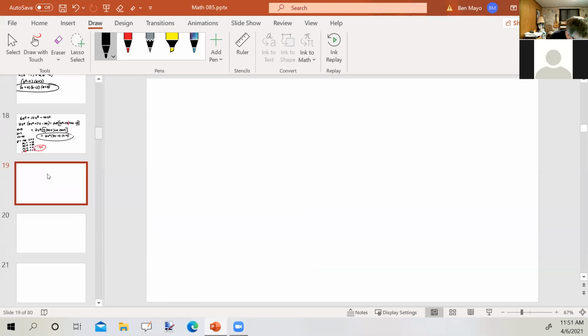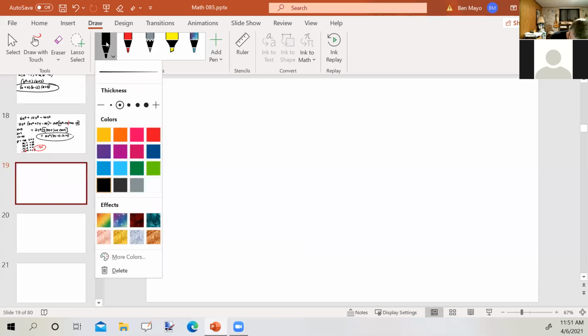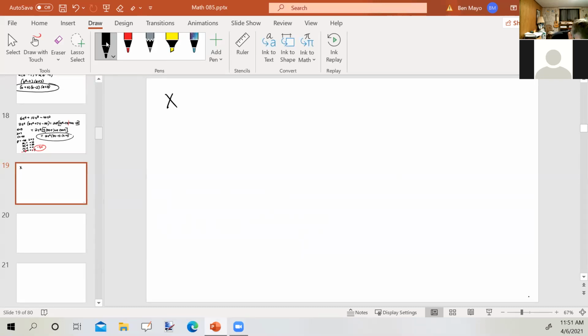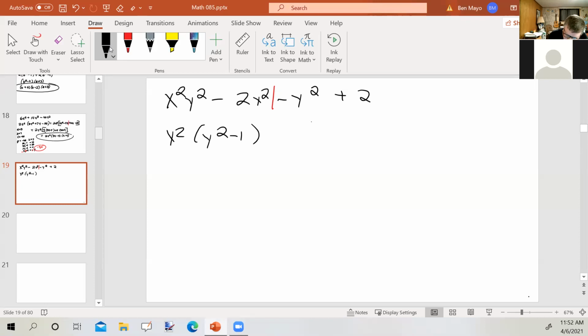How about this one? x squared y squared minus 2x squared minus y squared plus 2. So I've got 4 terms, and again, standard form is kind of ambiguous here. So I'm just going to go ahead and use grouping as it is and see what happens. The greatest common factor of the first 2 terms would be x squared with a y squared minus 1 left over. So over here, hopefully I can make it work with a y squared minus 1.